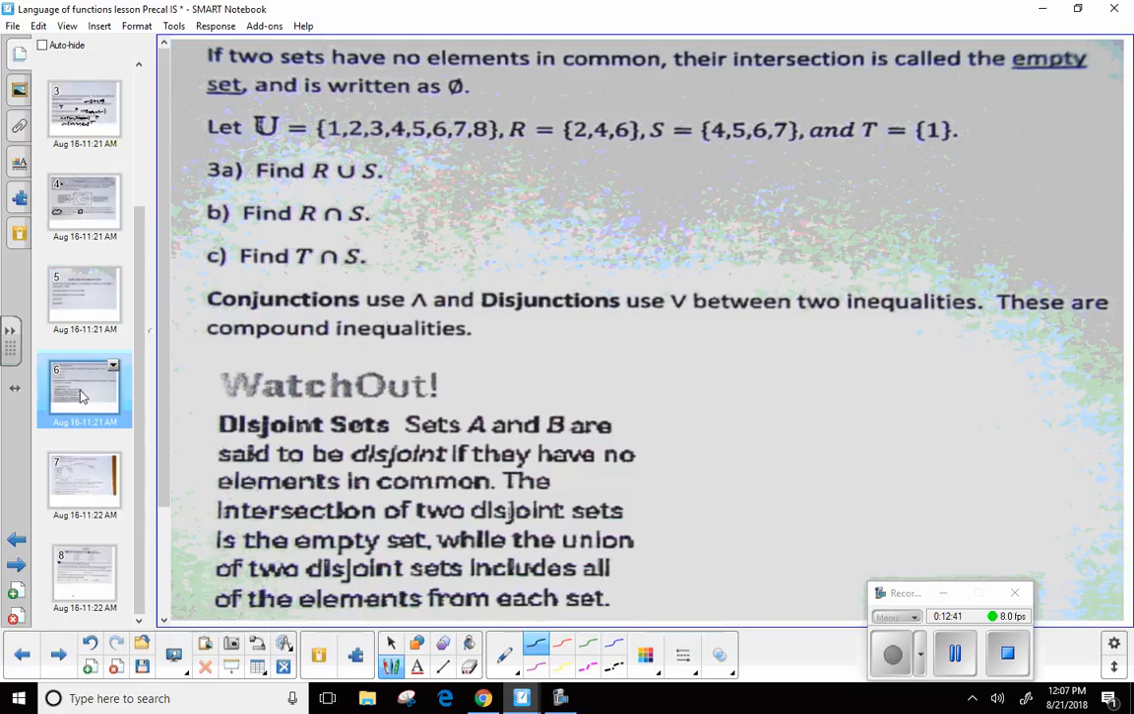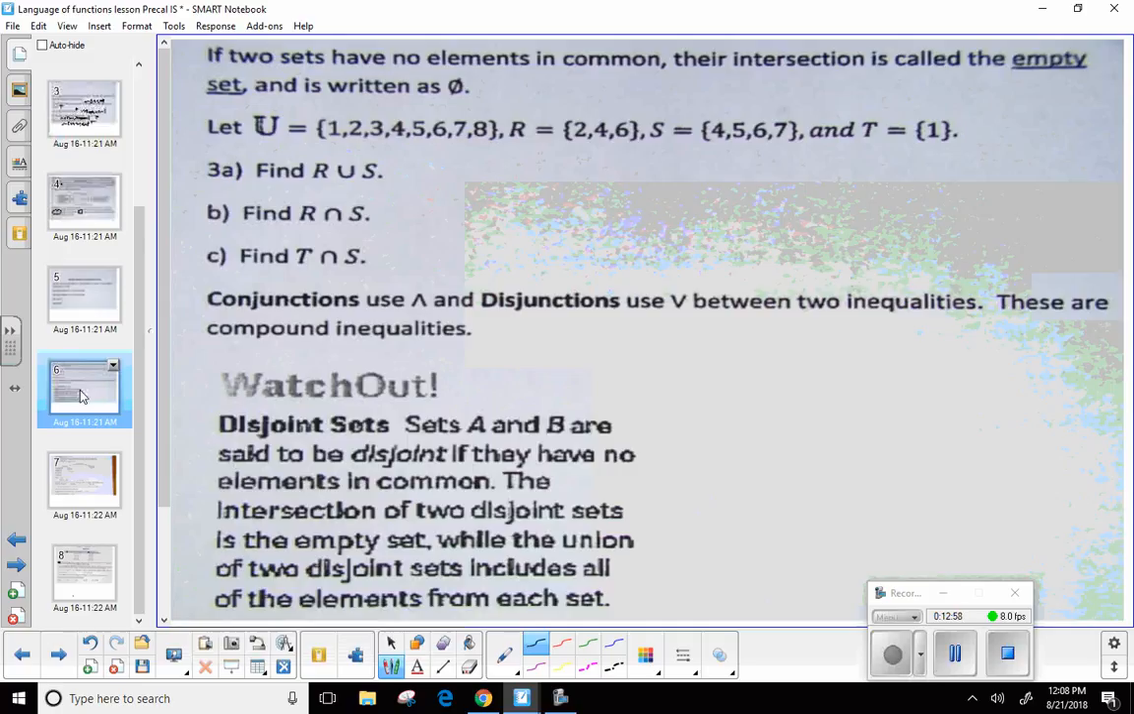If two sets have no elements in common, their intersection is the empty set. Or we can also call that what? It starts with an N. We could say no solution. You're absolutely right. Or the null set. Any of those can be used interchangeably. Any of those could be your answer.